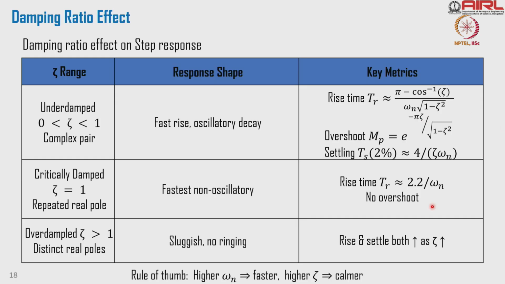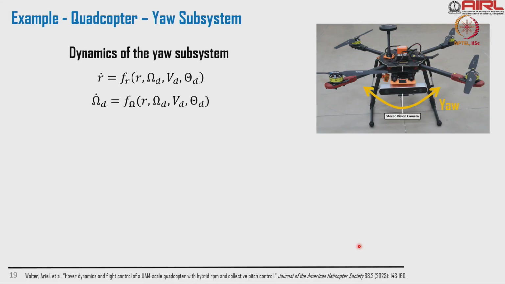So, rule of thumb is always there, omega n is higher, it is faster. We talked about it. Natural frequency talks about the speed of the response, right. Zeta talks about the smoothness, how fast the oscillation dies out, right. Now, let us consider a drone, right. Let us consider the yaw subsystem itself. I am not going to take the complete dynamics of the system for the analysis of the transient purposes, right. I am going to look at the yaw subsystem alone.